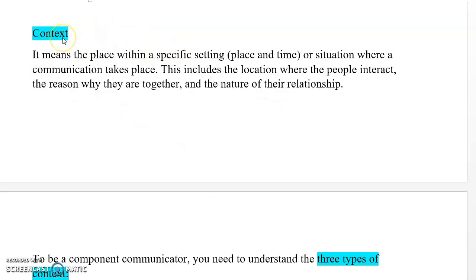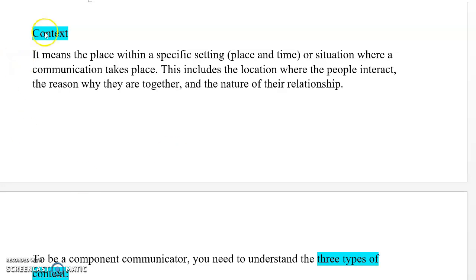Now, once we apply this meaning on culture, we again mean by the environment. So it means the place within a specific setting or situation where a communication takes place. Now, if the communication takes place in a cafe rated as 5 stars, this communication will be almost different if it is made on street or if it is made outdoor or indoor. We have to think about if this communication is made at night or daytime, if it is made in public or in private.